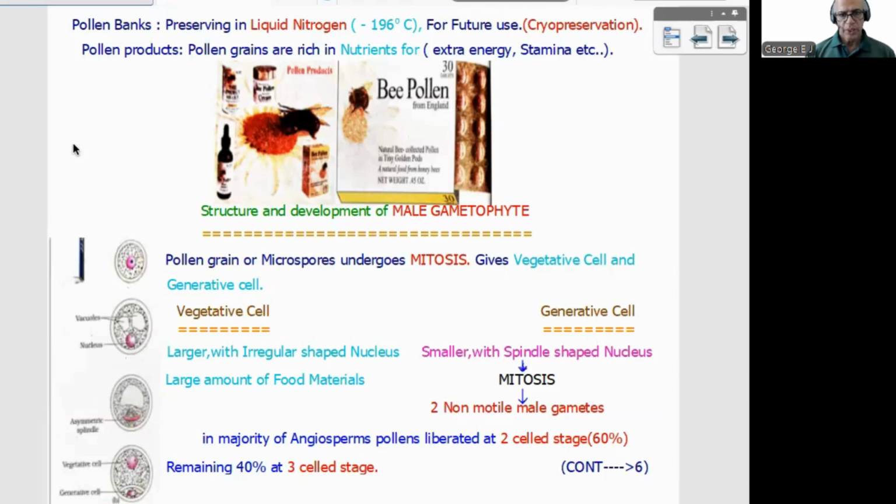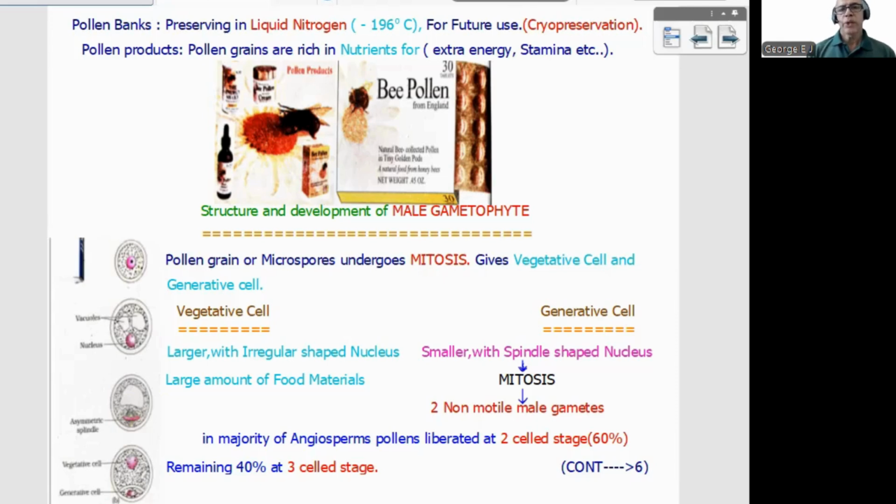Now we have to proceed to the next heading: from microspore, how male gametes will be formed. Pollen grains or microspores undergo mitosis, because meiosis has already happened and they are haploid. Now only mitosis can take place and gives two cells: one called the vegetative cell and one called the generative cell. It's another area of question. The vegetative cell is larger with an irregular shaped nucleus and a large amount of food material. The generative cell is smaller with a spindle-shaped nucleus. The shape of the nucleus itself is different.